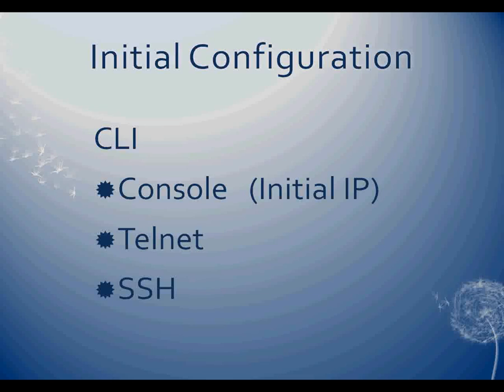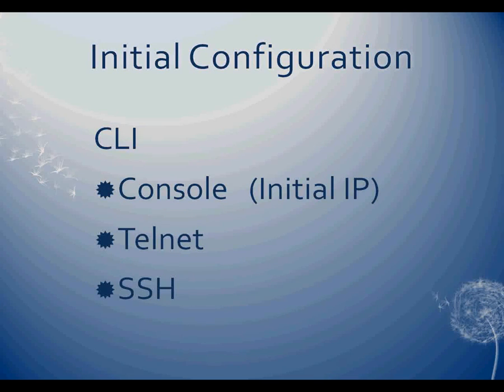So through the CLI, or the command line interface, there's three ways to get in. You can console in, you can telnet in, or you can SSH in. Now consoling in is what we initially do to set up the IP address, and we use the light blue cable because everything else, the telnet or the SSH, you still have to have an IP address on the ASA. So when you get a brand new ASA, you have to use the blue console cable to get in.